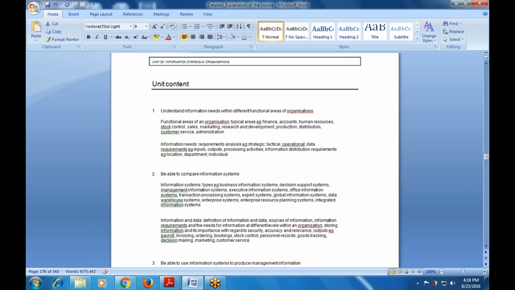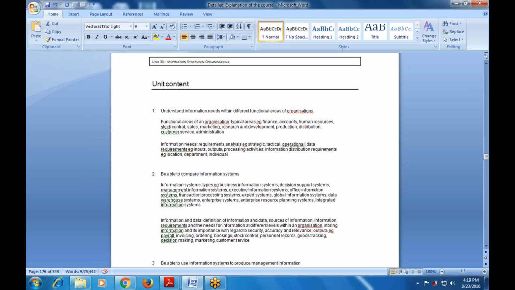So let's talk about the first one. In the first one, that is, what are the various information needs with different functional areas of the organization. That includes the functional areas of the organization, that may be typical areas. That includes finance, accounts, human resource, stock control, sales, marketing, research and development, production, distribution, customer service, and administration. So these are the various functional areas that any organization will use. That may include finance, accounts, human resource, stock turnover, distribution, and whatever the area that is used.